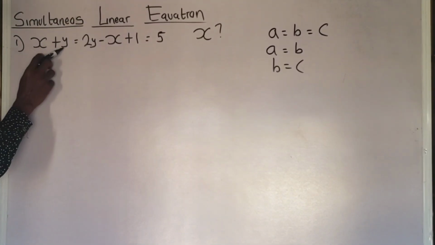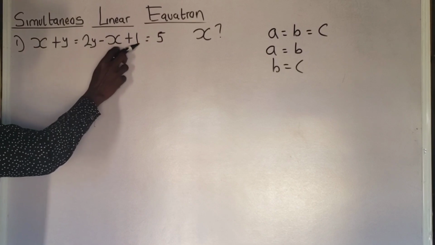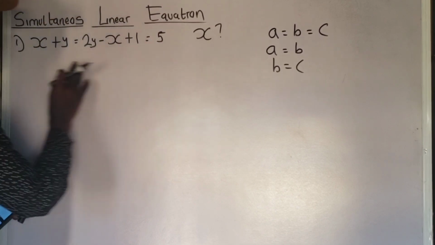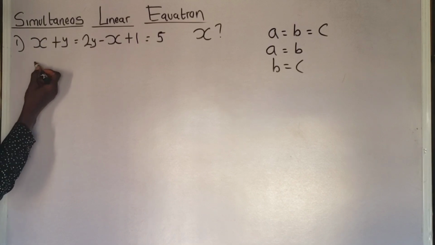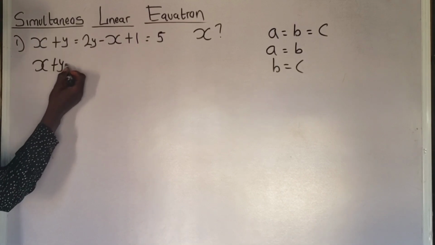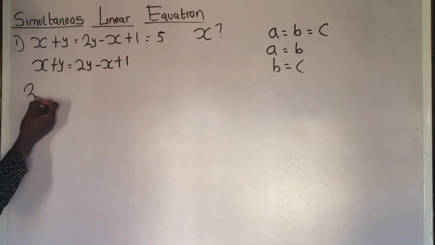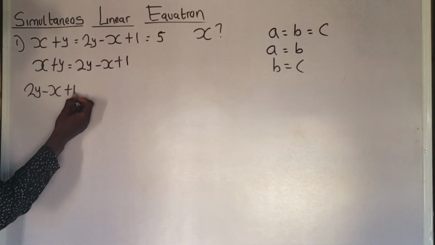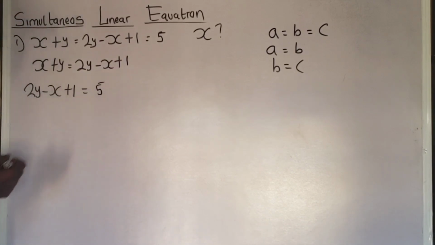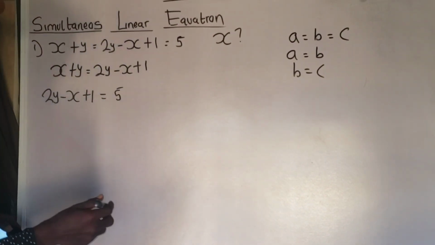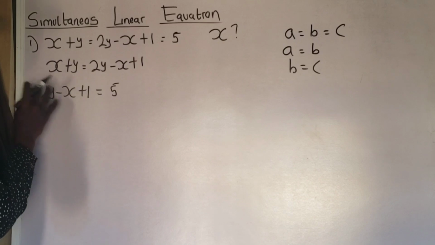We have x plus y equals 2y minus x plus 1 equals 5. Now, I'm going to apply the same law that I did here. So I'm going to have x plus y equals 2y minus x plus 1. Then 2y minus x plus 1 equals 5. Having done this, I'm going to rearrange the equation. Please pay attention.